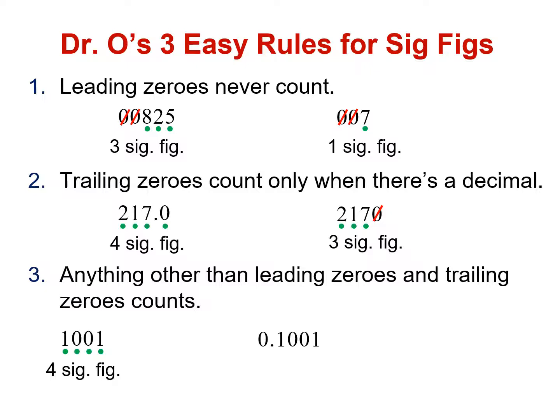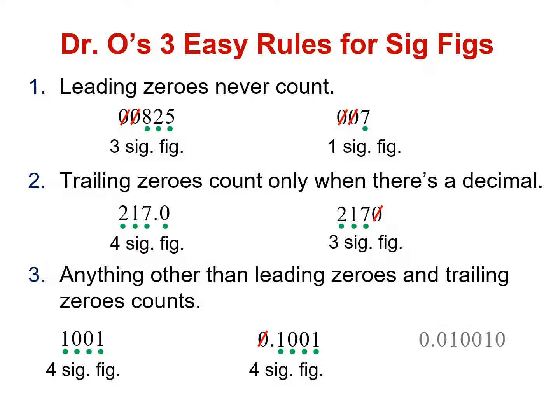What about this number? 0.1001. We've changed it up a little bit. And what do we see? Do we have any leading zeros? Yep. What do we do with leading zeros? We don't count them. Leading zeros never count. That's rule number 1. Do we have any zeros at the end? Nope, so we don't have to worry about those trailing zeros, which means we don't have to worry about the decimal that's in our number. And that leaves us with rule number 3. Anything other than leading zeros or trailing zeros count. So that means that we have a 1, a couple of zeros in the middle, and a 1 at the end, and this number also has 4 significant figures.